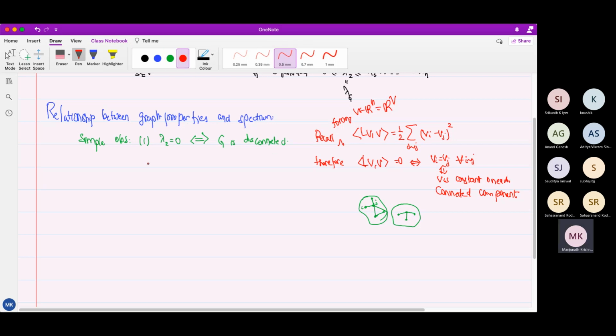In fact, what we have said shows that the multiplicity of the zero eigenvalue is equal to the number of connected components of G. That follows exactly from here. So if the multiplicity is 1, that means G has one connected component. Is that okay?